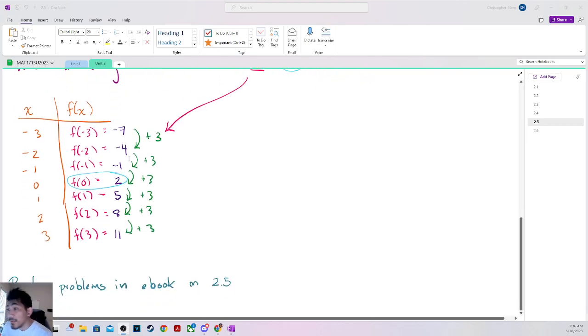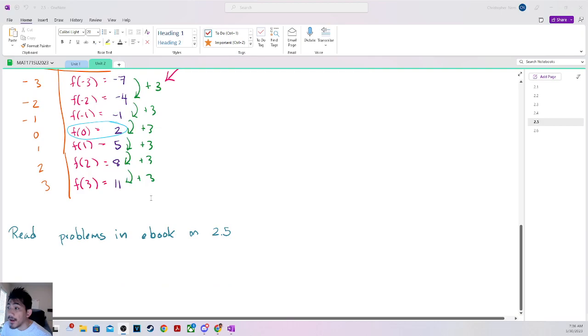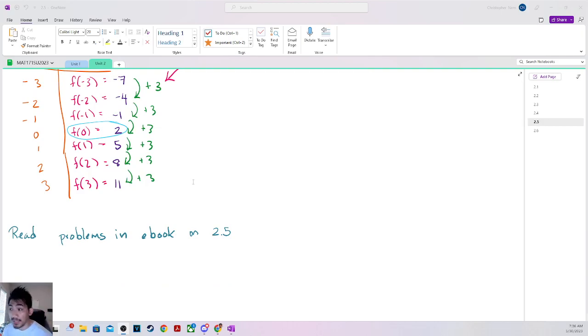All right, and that's going to really wrap up today because the rest you can find problems in your ebook in 2.5 in particular. They have some good application problems and whatnot. I think it's more practical and more efficient for you guys to actually look into those problems rather than cover that content in here.